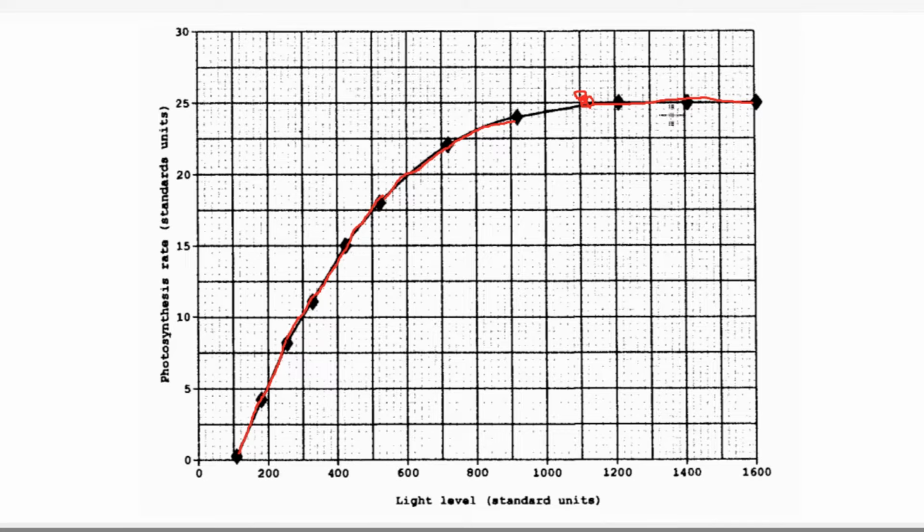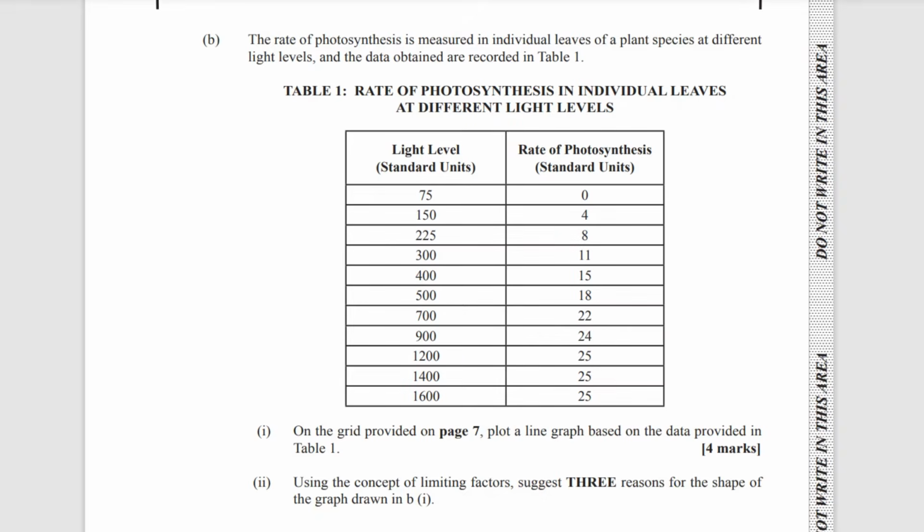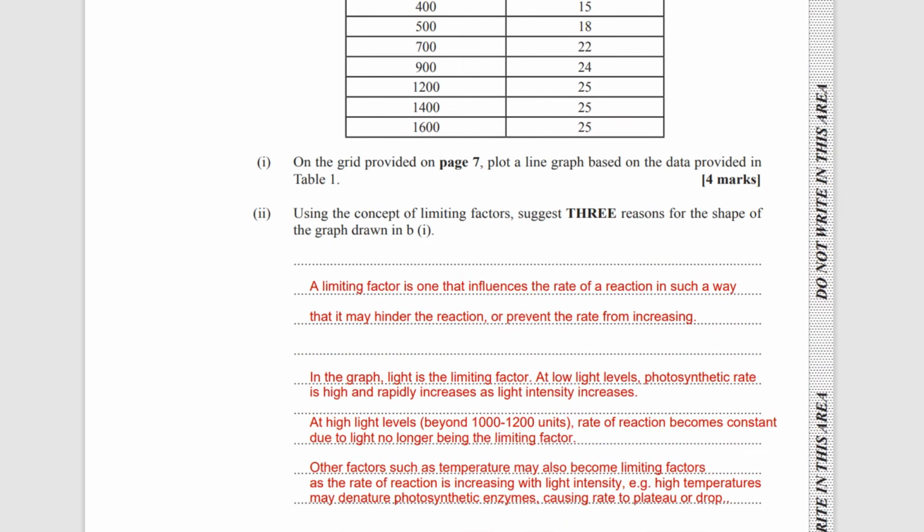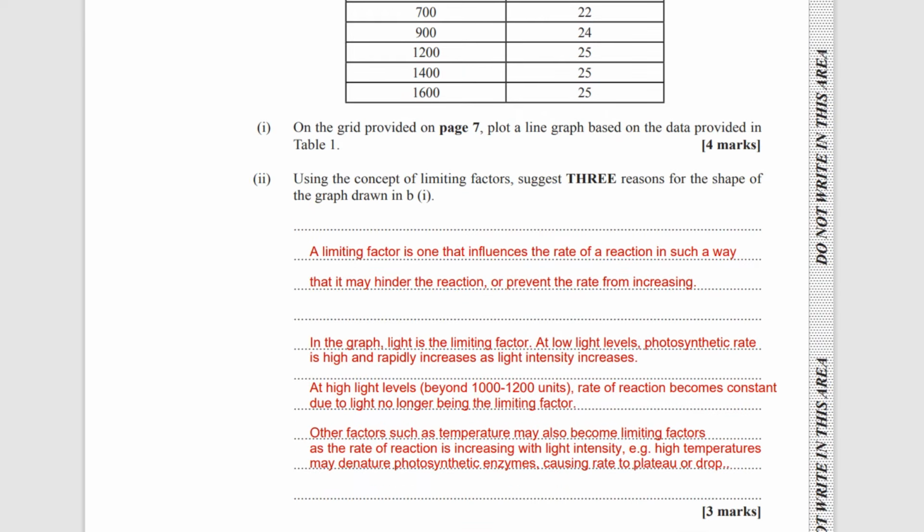What might be limiting it at this point might actually be the number of chloroplasts, or the amount of chlorophyll. There's just not enough chlorophyll to be stimulated by the light anymore. It could be other things too, like temperature and carbon dioxide, but at a point, light is no longer the limiting factor. And that's basically what this graph is. So let me look at the next question there. So they say using the concept of limiting factors, suggest 3 reasons for the shape. So it's basically what I said before.